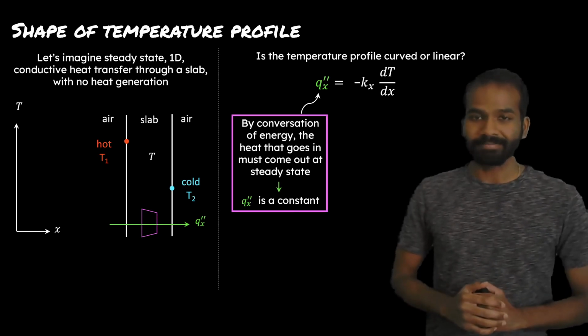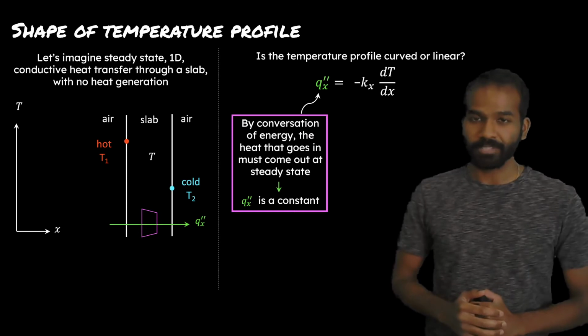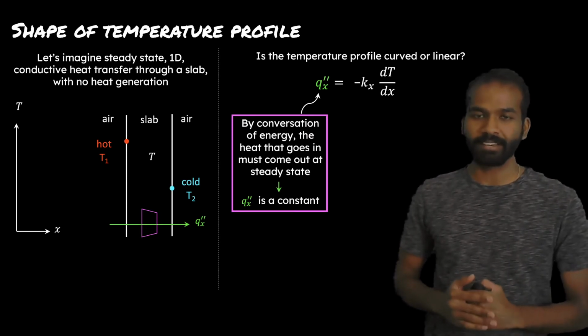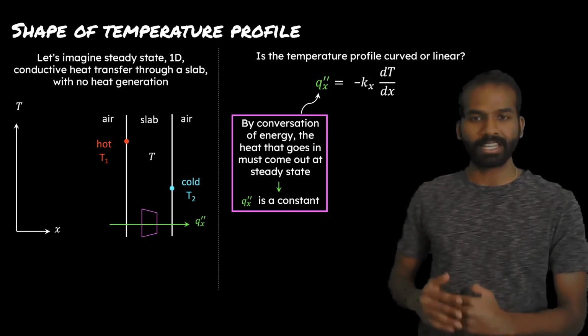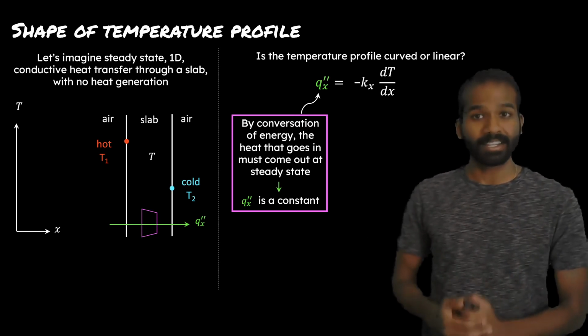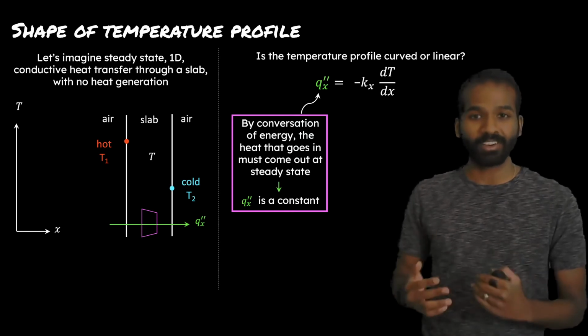Because we are at steady state, and by applying conservation of energy, we know that whatever heat goes into a given slice of this slab must also then come out. This means that Qx double prime is a constant. It does not vary with x.